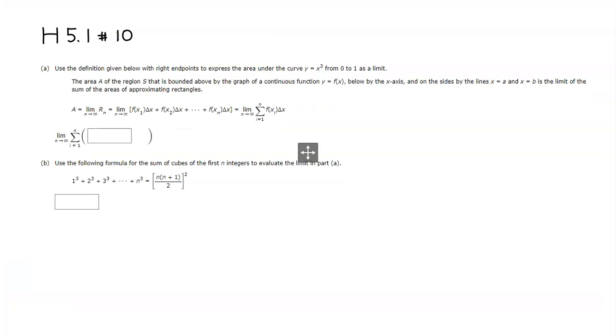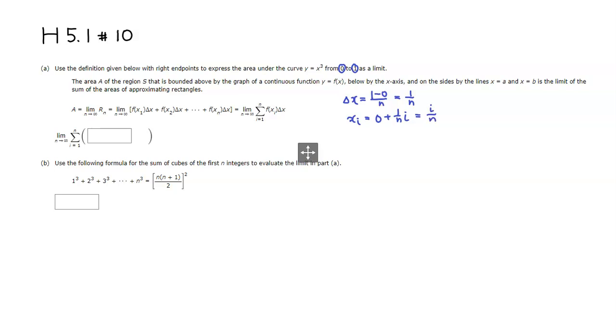In this case, if you want to find delta x, b is 1, a is 0, so it's 1 minus 0 divided by n, so it's going to be 1 over n. Then x i is a, which is 0, plus delta x times i, which is 1 over n times i. So it's going to be just i over n.